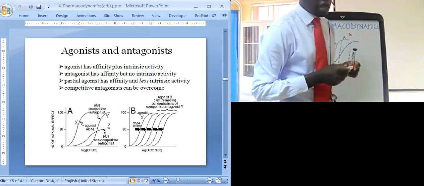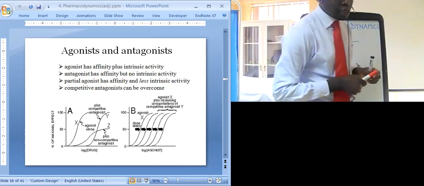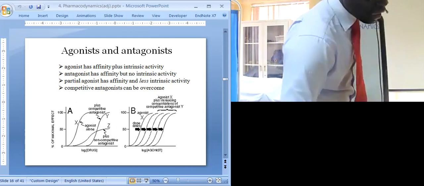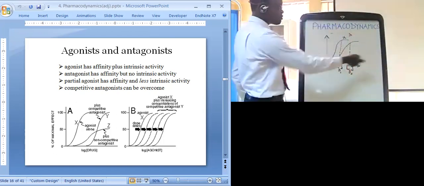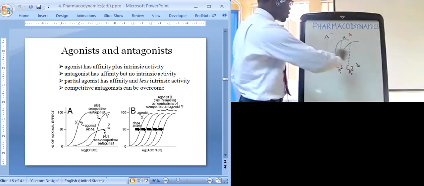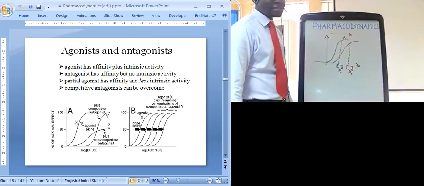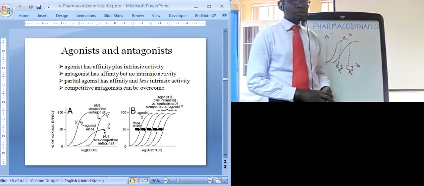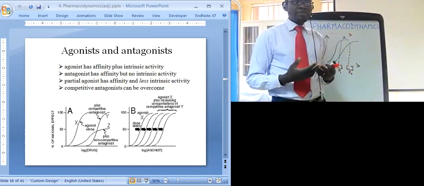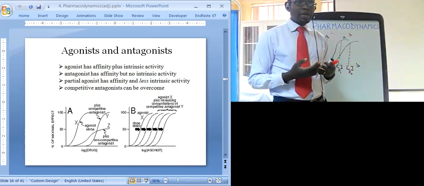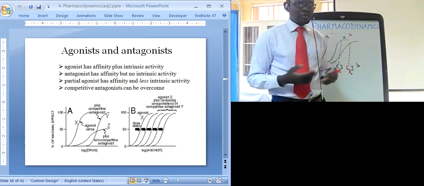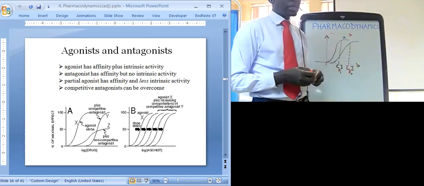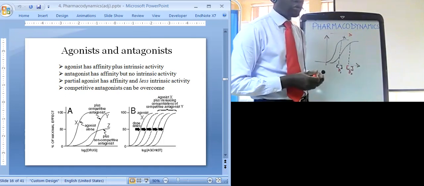So we have an agonist plus a competitive antagonist, Y. It drives the reaction to the other side. What does it mean? It means that for us to achieve a maximum response using the drug that we were giving initially, we need to increase the dose. That is what it means, because it is competitive.